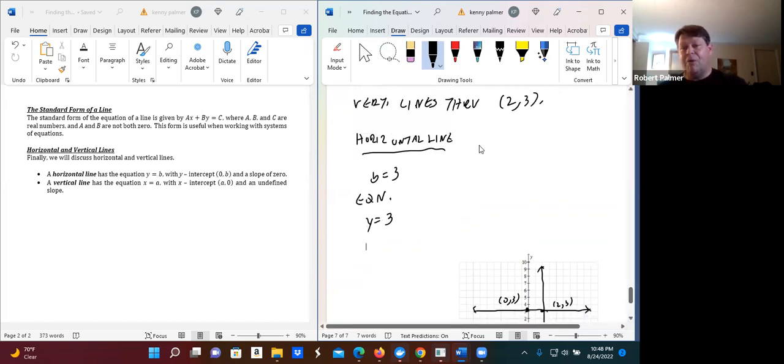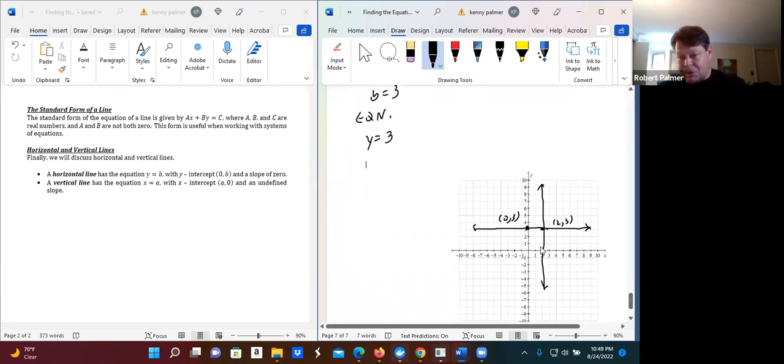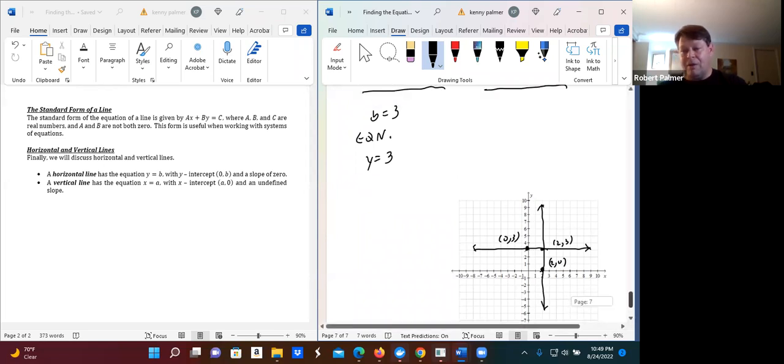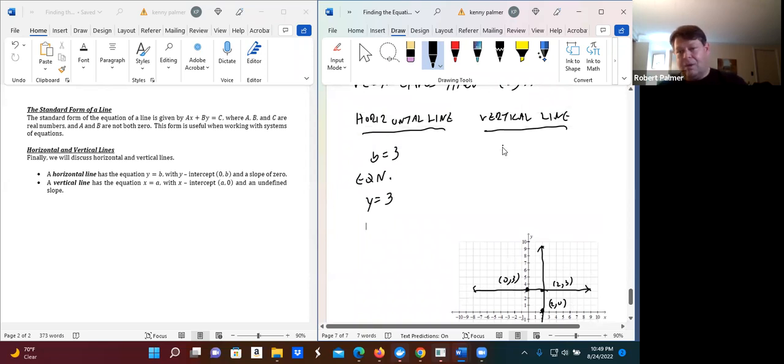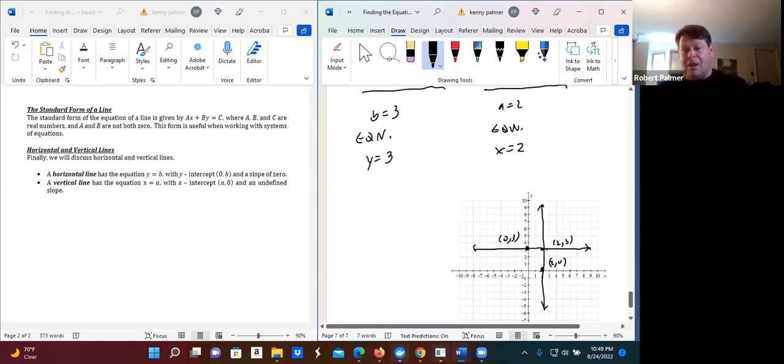Now in a similar way, our vertical line. Find out what a is. So a is the x-coordinate of the x-intercept, where it crosses the x-axis, which is here at 2, 0. So our a is equal to 2. Then the equation of that vertical line is x equals 2. In a similar way, x is always 2. No matter what y is, x is always 2. It doesn't depend on y. So this line has the equation x equals 2. This line has the equation y equals 3.